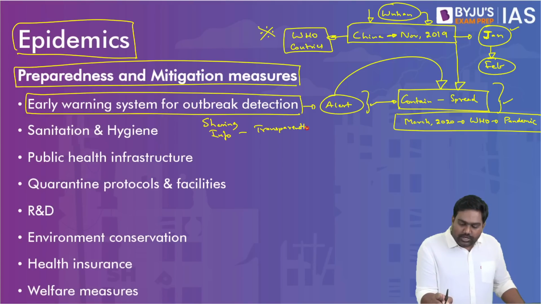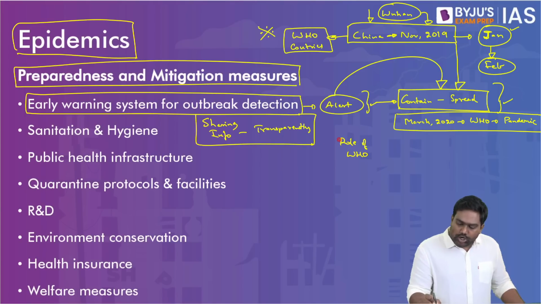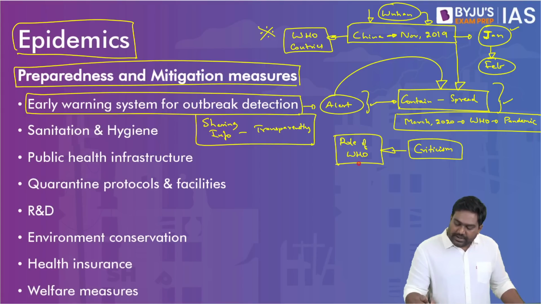This is where the role of WHO also has been criticized. WHO faced a lot of criticism for its ineffectiveness in handling the pandemic, and especially in holding China accountable for the mistakes it had committed.